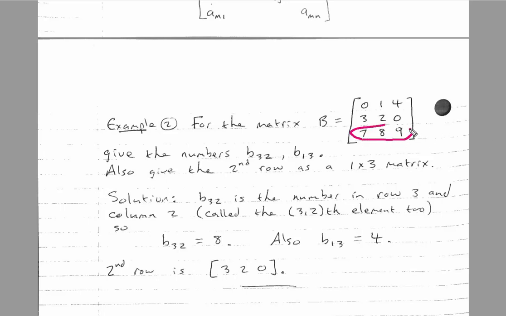Alright, so third row, second column, yeah, that's that 8. First row, third column, that's this 4. And the second row, yep, I'm just pulling out that second row, writing it as a 1 by 3 matrix, looks like this. Okay, so that's how we can break down matrices.